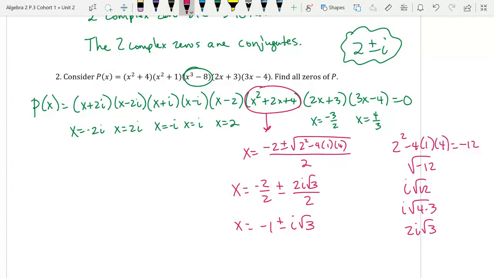So let's write a solution set here, a final answer. What are all the zeros? Let's put the real ones first. So I have 2, negative 3/2, and positive 4/3. Then the complex ones.